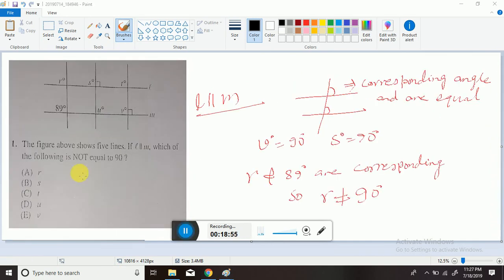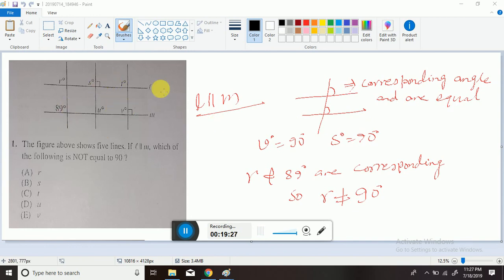Okay, this is the general concept. In the figure above, see your figure. The figure above shows lines. If L is parallel to M, this line and this line are parallel, which of the following is not equal to 90 degrees? R, yes, here. First of all, we need to understand this indication. This is the indication of 90 degrees. This is also an indication of 90 degrees. If this is 90, this is a straight line. Y is also 90. When Y is 90, T is the corresponding angle. Corresponding angles are equal, so this is also 90.